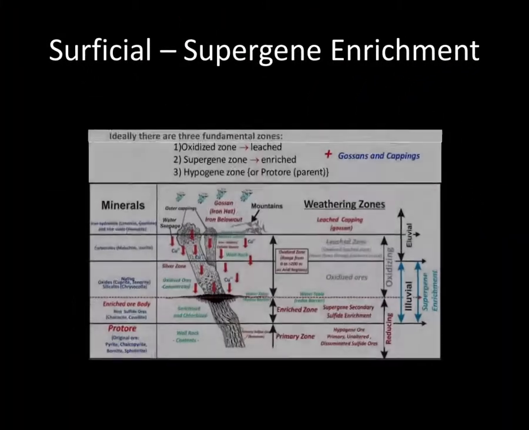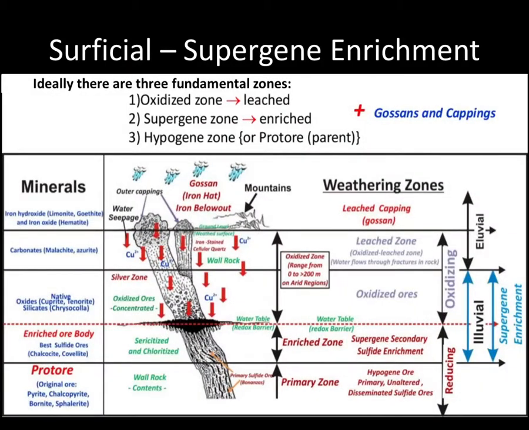The second type of ore deposit in the surficial group is termed supergene enrichment. Again, this is a concentration of minerals due to weathering. Metallic deposits exposed at the surface undergo weathering that releases metals into the groundwater. These metals consist mostly of copper, lead, zinc, and silver. They can then precipitate out of solution to create supergene-enriched deposits.